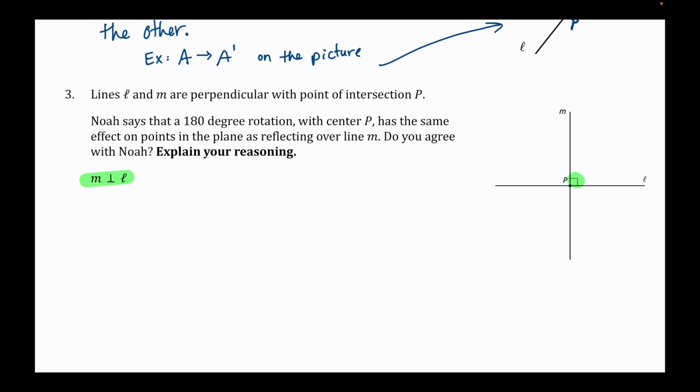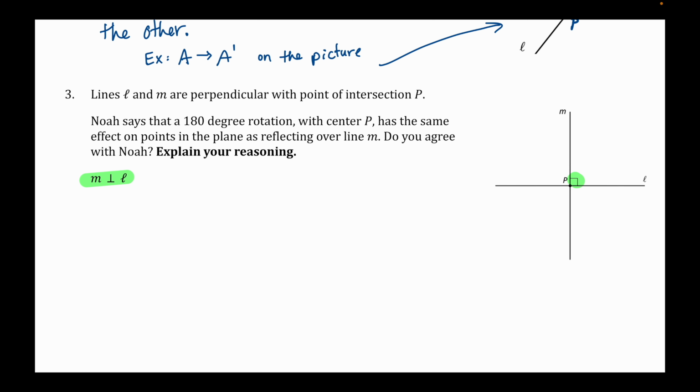And I disagree. So I'm going to show you with a point that's in one of these spaces. If we had something that was on line L, then Noah is going to be correct because it's going to take this 180 degrees over to the other side and create the perpendicular bisected segment along line L. But line L is the only place that that's true.